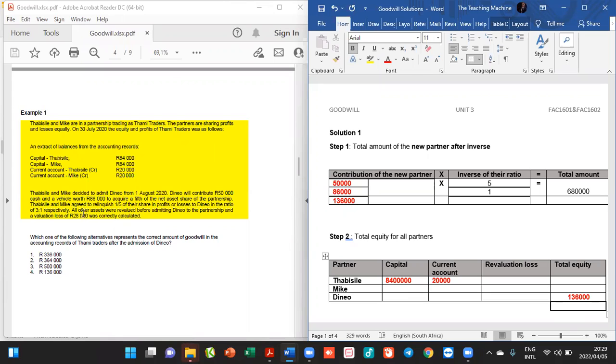Now, what will be the share of Tapsile from the 28,000 loss? Anyone? It will be 14,000. That's correct. Because it's a loss, it needs to be recorded in brackets. 14,000 of a loss. So this 14,000 will also be recorded.